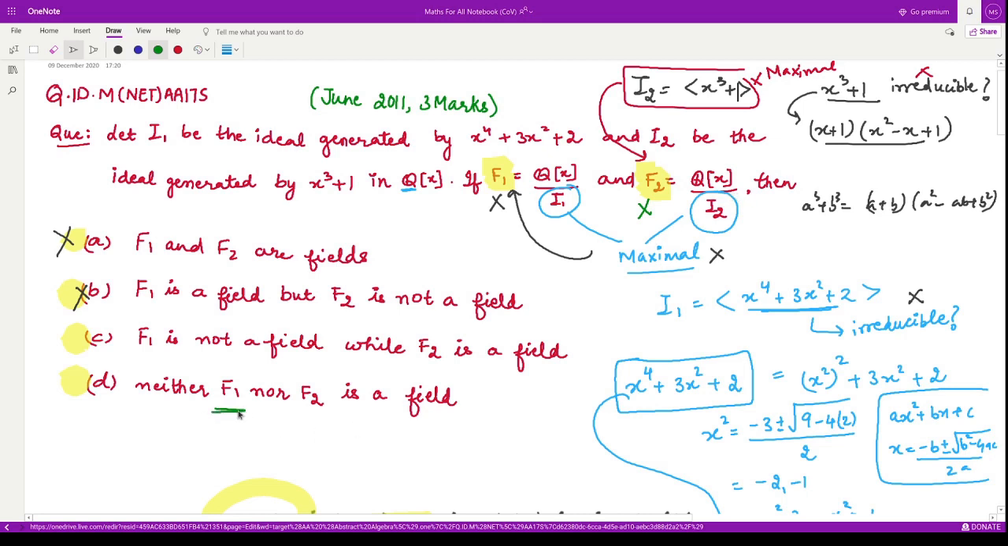So here we have both F1 and F2 not being fields. So option D is the correct option.